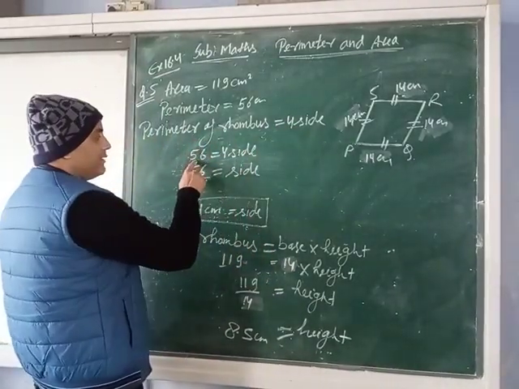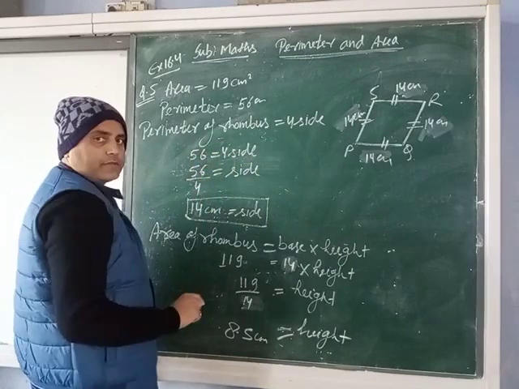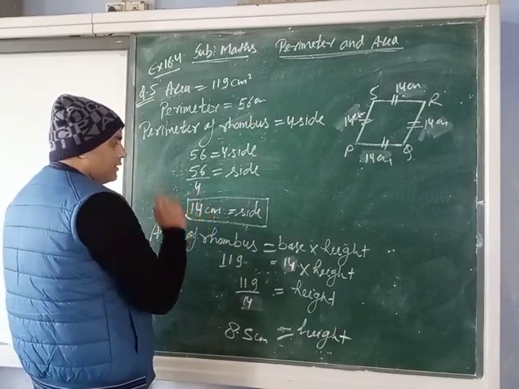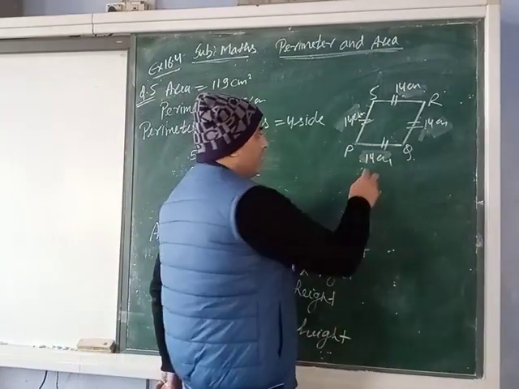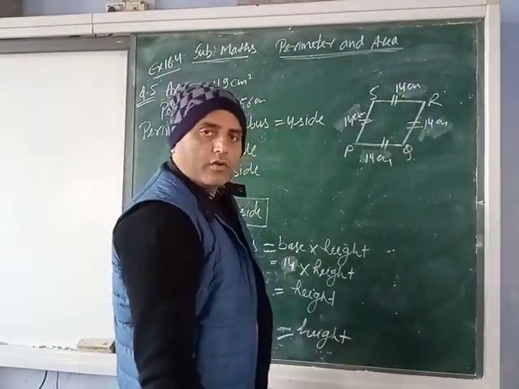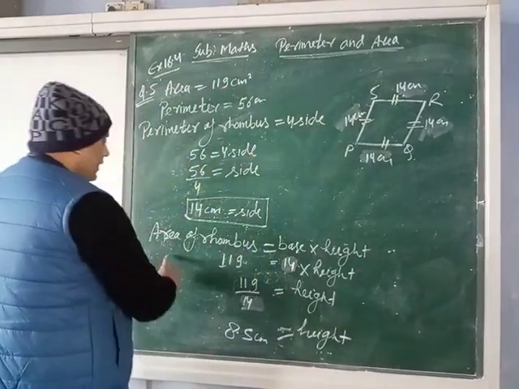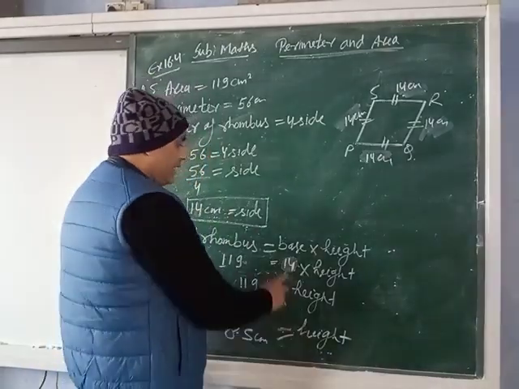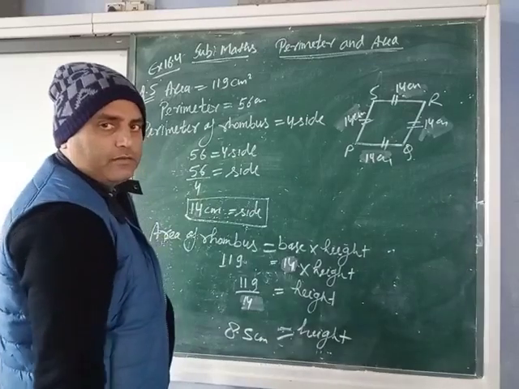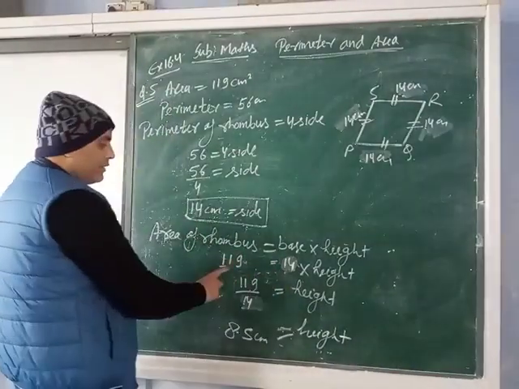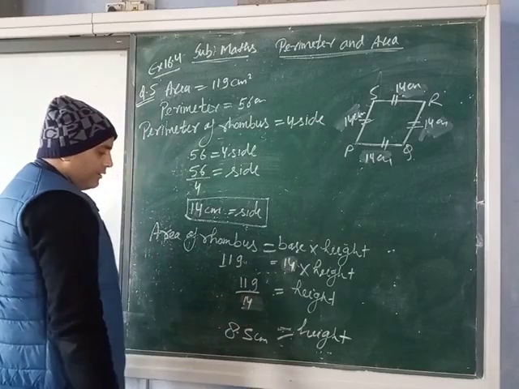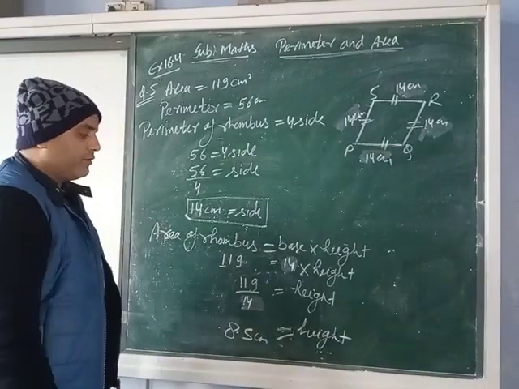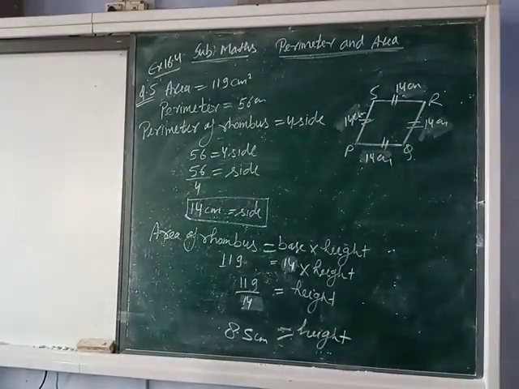All sides are equal. So the perimeter of a rhombus is 4 into side. The perimeter is 56 centimeter, equal to 4 multiplied by side. When we divide by 4, we find the side is 14 centimeter. All sides are equal. Now the area of a rhombus is base multiplied by height, and the base is the side, that is 14 centimeter. Area is 119 centimeter square, divided by 14, and you will get the height, the altitude, that is 8.5 centimeter. Okay, now write.